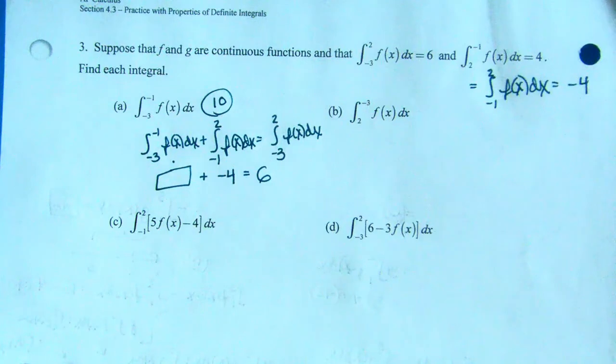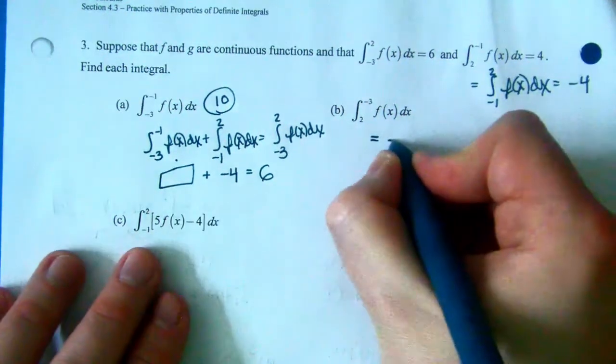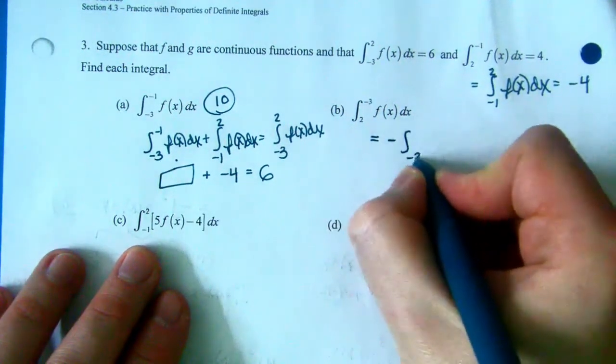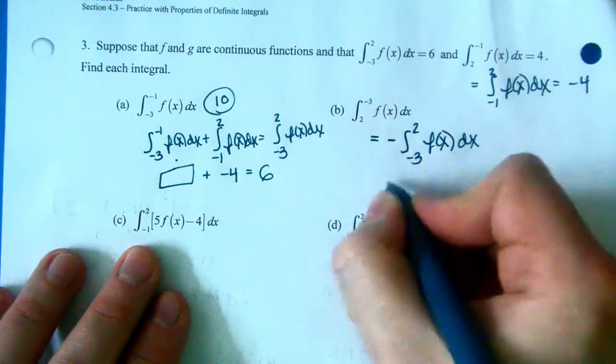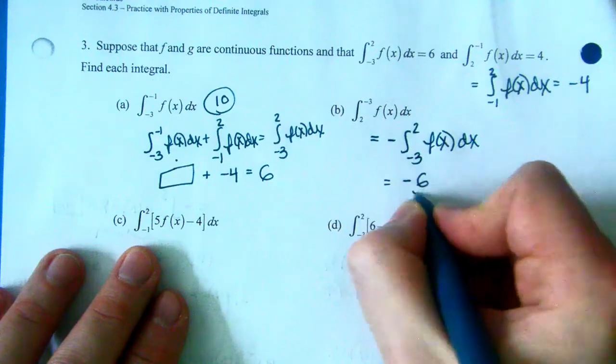Try, let's see, yeah, try letter B. This is going to equal negative the integral from negative 3 to 2 of f of x dx. That's negative 6.